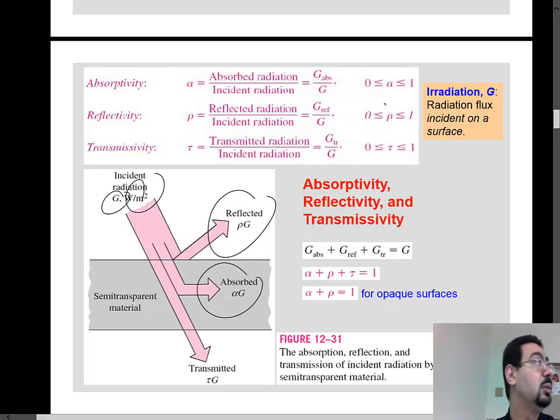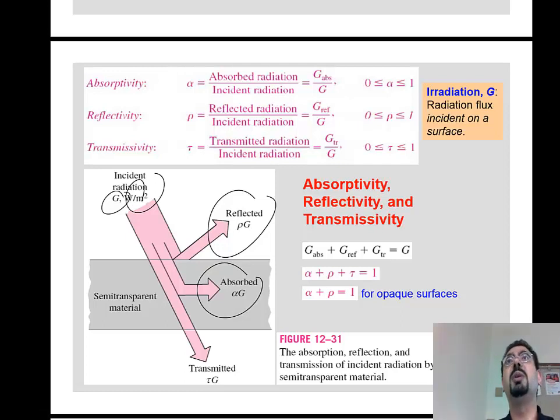Alpha times G, alpha is the absorptivity of the surface. So some surfaces are more absorptive than others, of course. That's why if you look at any solar heater, those are heaters that basically use the sun to heat water, you will find they are painted black because they want them to absorb radiation really, really strongly, right? And that's also why we wear black coats in the winter, because we'd like them to absorb all the radiation they can get so that they can make us feel really warm, right? So a white winter coat is really a bad idea.